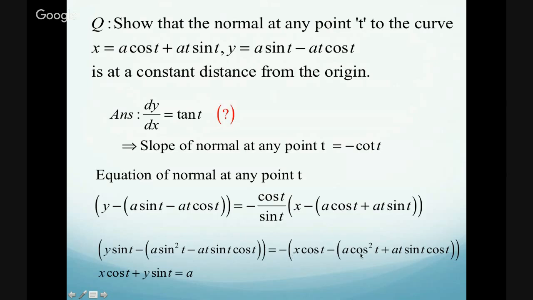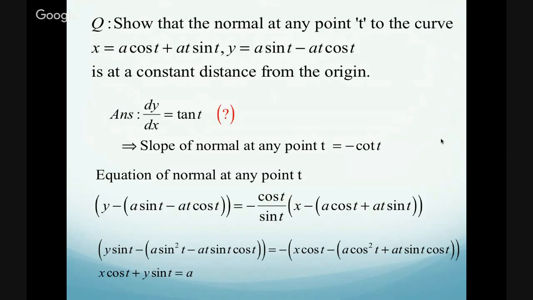And on the other side, I have a cos square t, and then I also have at cos t sine t. When I open the brackets, take care of the negatives, the at sine t cos t term gets cancelled on both the sides. What happens to a sine square t and a cos square t? Right, a cos square t plus a sine square t is nothing but a. So we are looking at the linear equation in x and y to be x cos t plus y sine t equal to a. That's the normal to the curve at any point t.